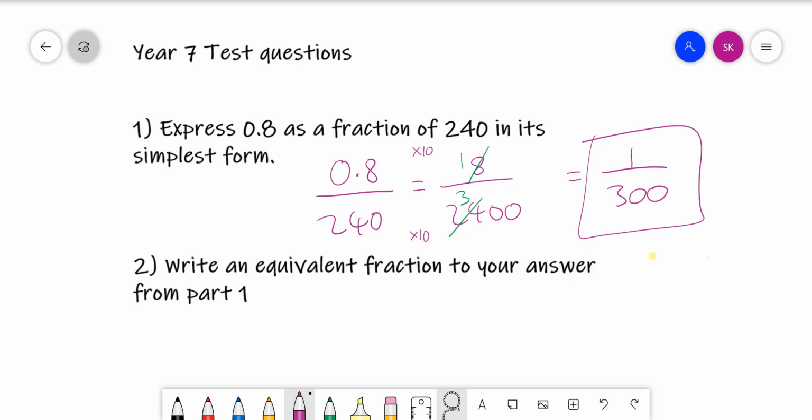For question 2, write an equivalent fraction to your answer from part 1. So we take 1 over 300, and then we make sure whatever we do to the bottom, we do to the top. So if you want to times them both by 2, you get 2 over 600. You could have times them both by 3, and you'd get 3 over 900. There's no limit to what you could have times them both by, as long as what you're doing to the bottom, you do to the top, because that is how you make equivalent fractions.